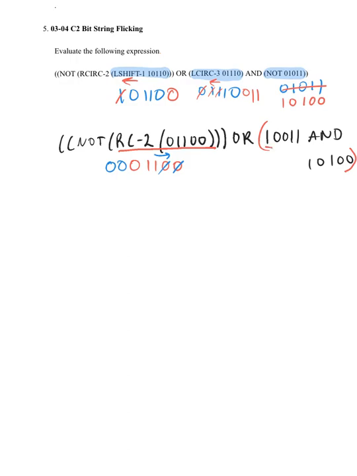So we're going to compare each digit individually. So both have to be 1. So 1 and 1 is 1. 0 and 0 is 0. 0 and 1 is 0. 1 and 0 is 0. And 1 and 0 is 0.